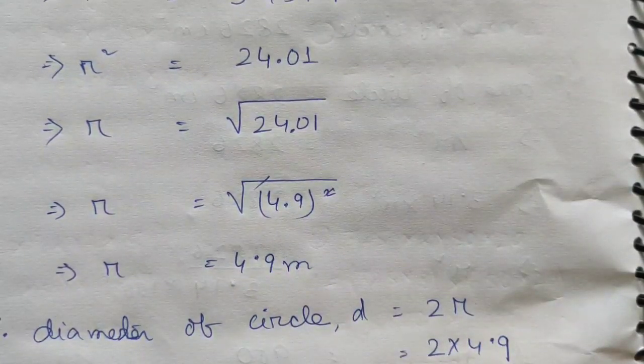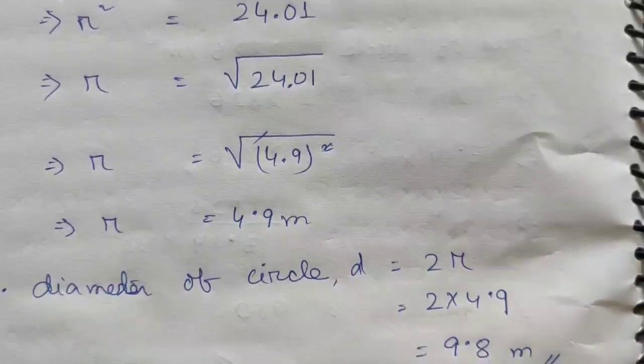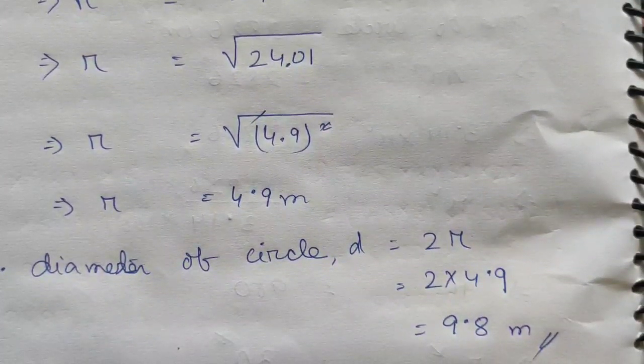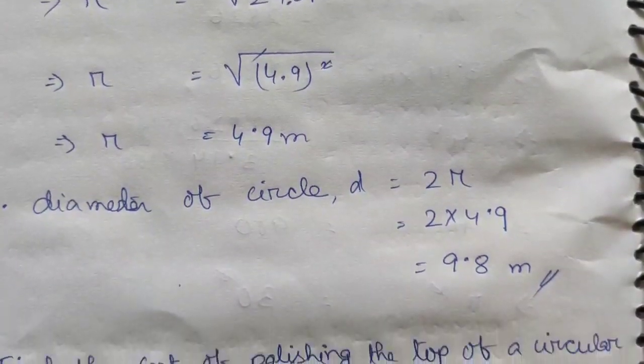If we know the radius, we can easily find the diameter. So what is our diameter? Diameter is 2r, right? So we multiply 4.9 with 2. We write therefore diameter, d equals 2r equals 2 into 4.9. The result will be 9.8 meter. I hope up to this it is clear to you. So now let's move to our next, that is question number 5.